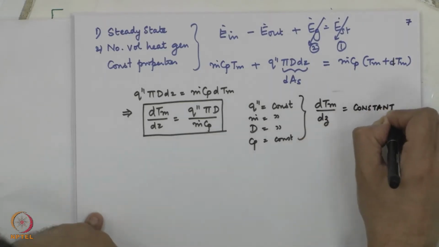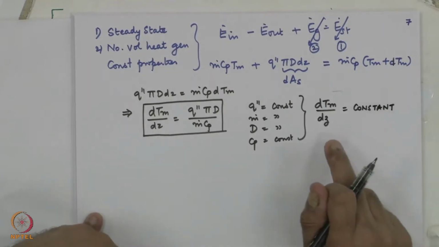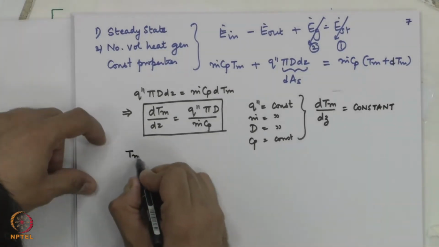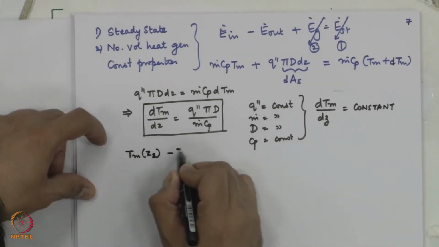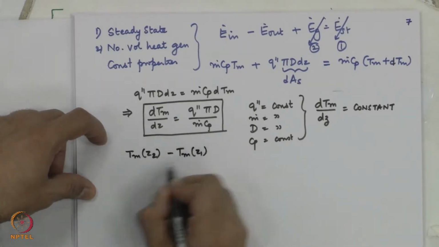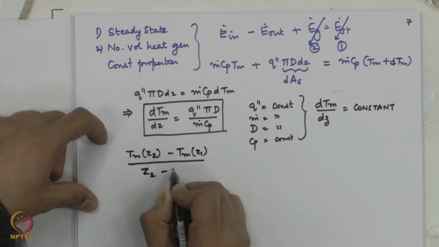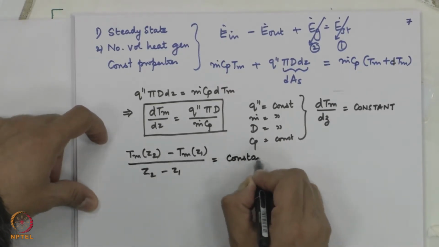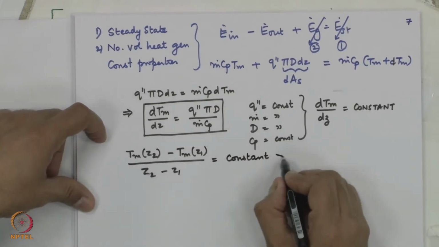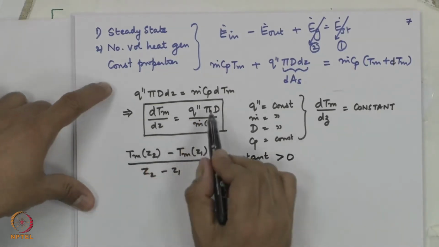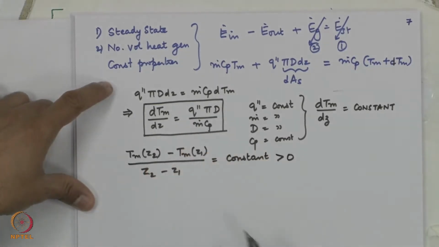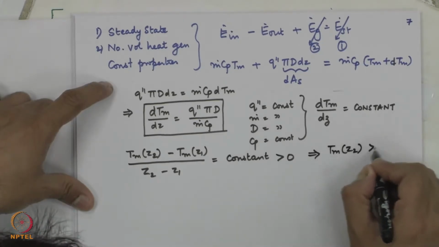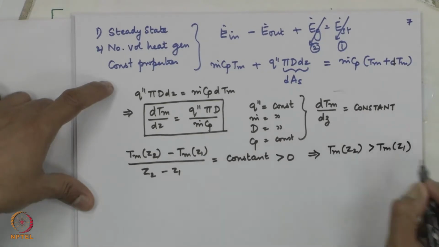What does this mean? Temperature gradient with respect to the flow direction. That means T at Z2 minus T at Z1 divided by Z2 minus Z1 is constant, and it is greater than 0, right? Everything is positive here, so this is greater than 0. That means T bulk mean at Z2 is greater than T bulk mean at Z1.